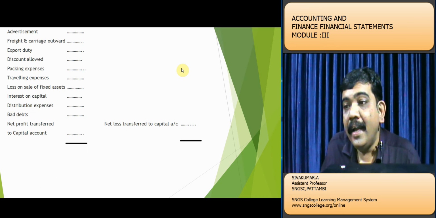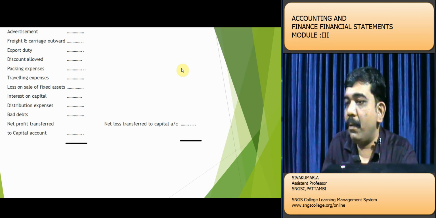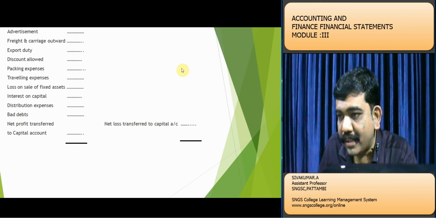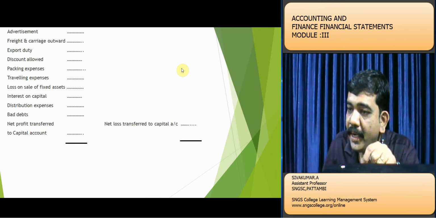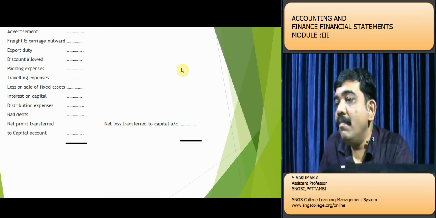After entering all debit items and all credit items in the profit and loss account, the second element of your account, you have to balance your profit and loss account. If the balance happens in the credit side, it is known as net profit. If the balance happens in the debit side, it is known as net loss.